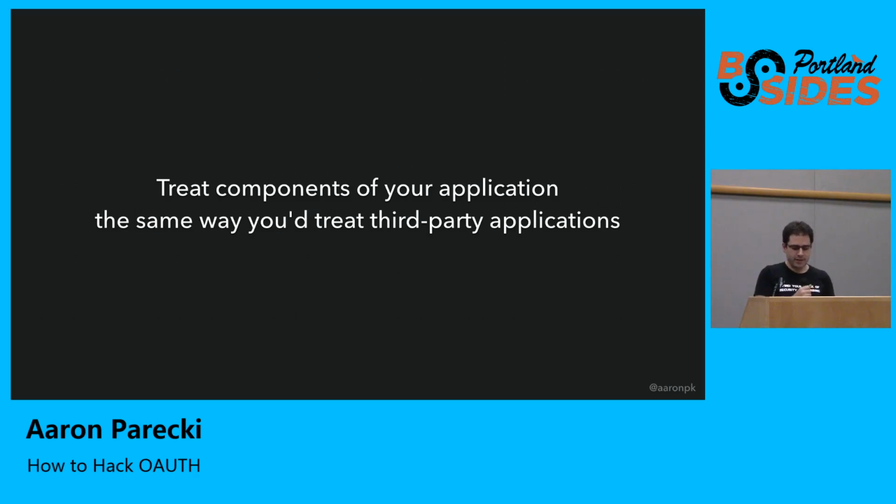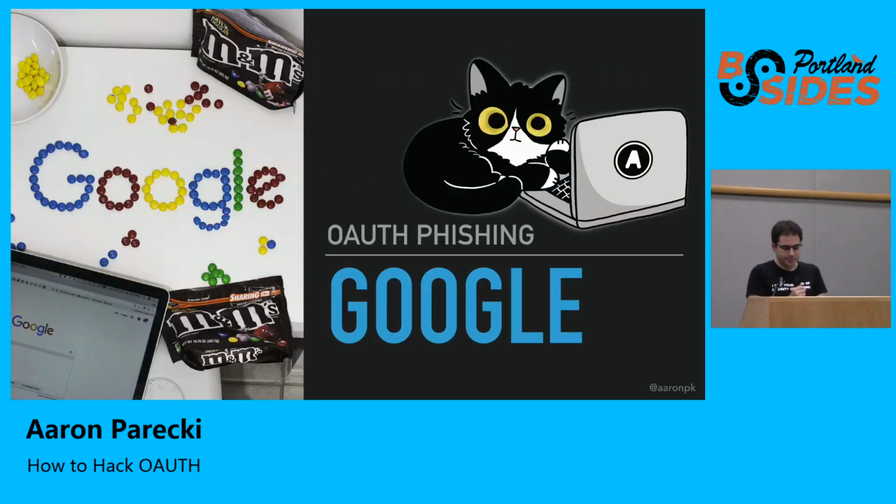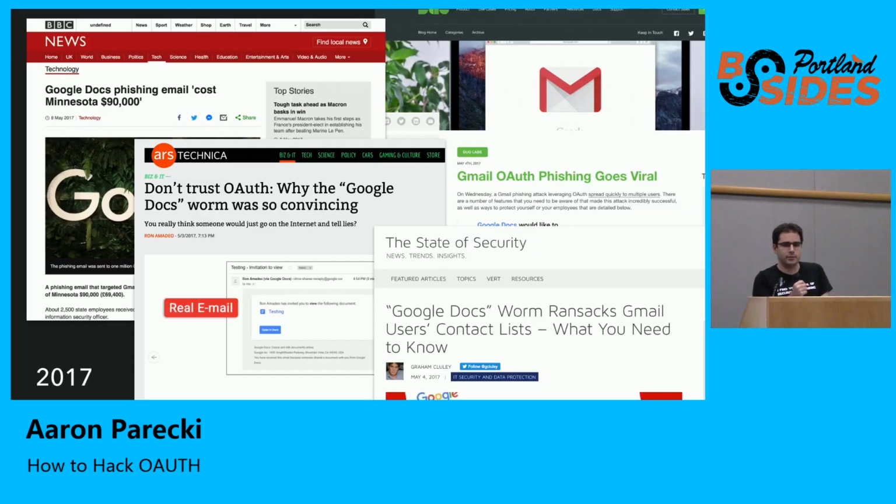Okay, last one. This one is from Google, and this was in 2017, and it was either called an OAuth phishing attack or an OAuth worm, depending on the press that would write about it. This was a Google Docs phishing email or a Gmail OAuth phishing email. Basically, it was very cleverly pulled off, and I'm not sure if it's actually been fixed. So you'll tell me what you think after we look at this.